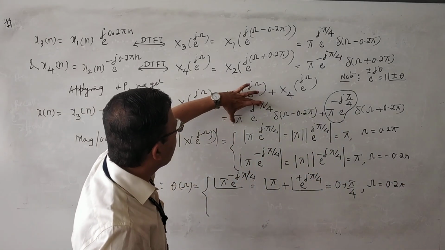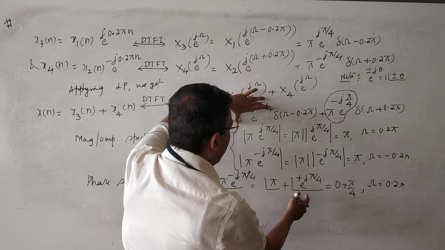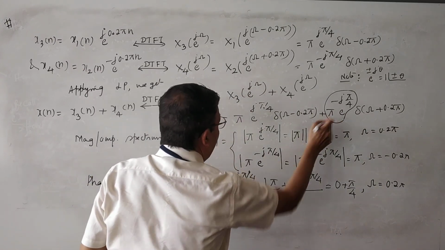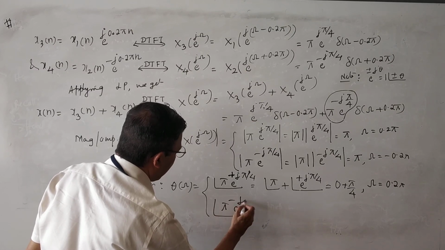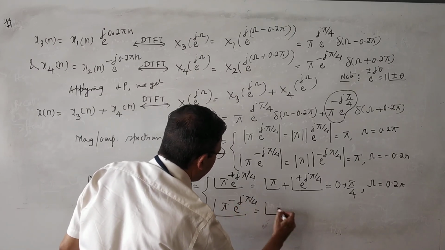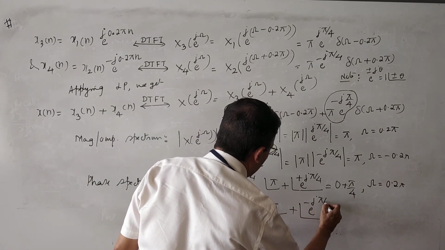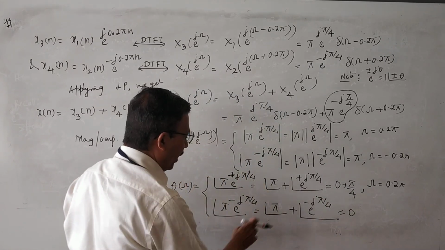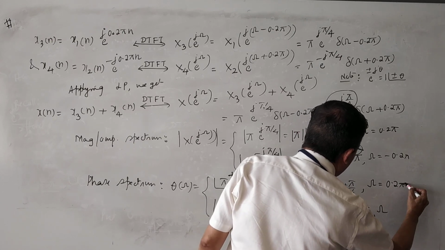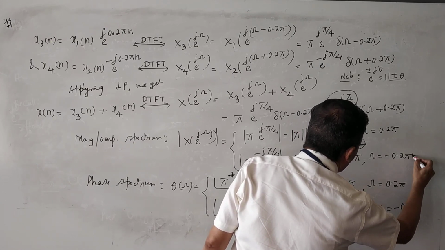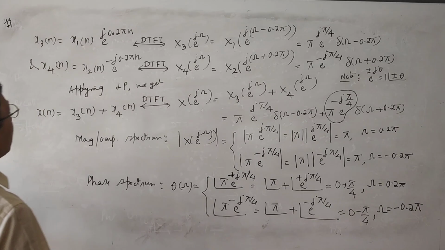I've taken this term for finding magnitude here, and for finding angle over here. Then this term I will take. Angle of pi into e to the power minus j pi by 4 equals angle of pi plus angle of e to the power minus j pi by 4. Angle of pi is 0. Angle of this exponential is minus pi by 4. This occurs at omega equal to minus 0.2 pi. Now I get the magnitude spectrum and the phase spectrum.